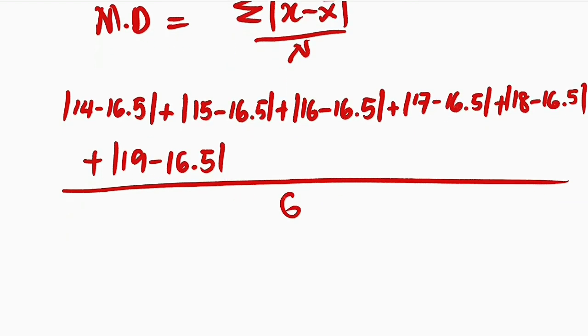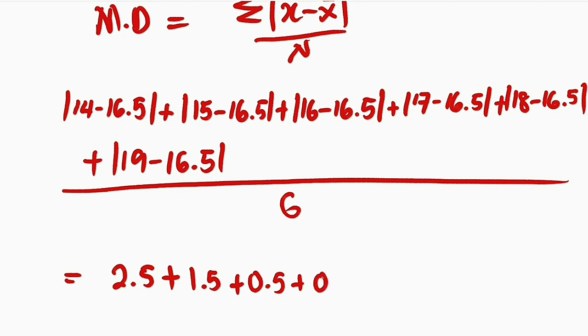So let us evaluate. We have 14 minus 16.5, which is negative 2.5, but in absolute form it will give us positive 2.5. Then we have 15 minus 16.5, which is negative 1.5. In absolute form, we have 1.5. Then we have 16 minus that. In absolute form, it will give us 0.5, plus 17 minus the mean is 0.5.